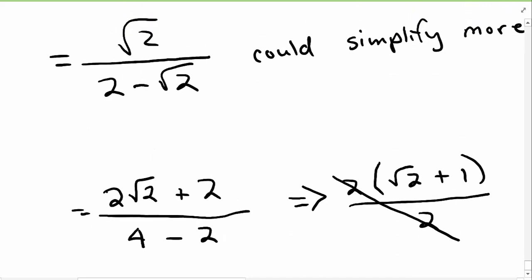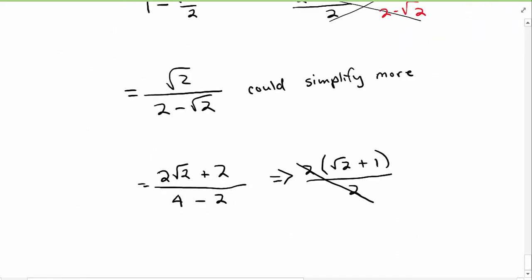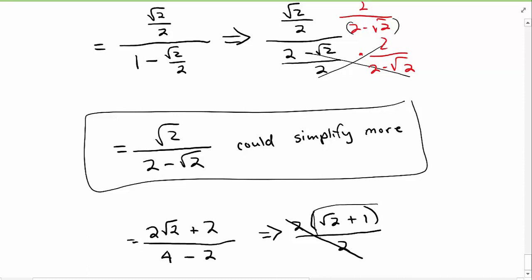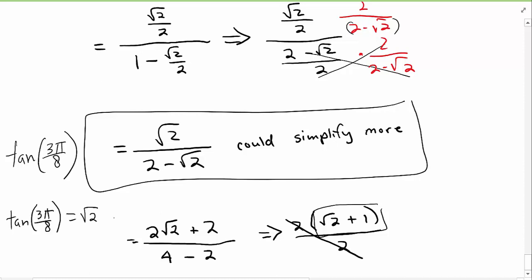You could simplify this a little bit further. So some professors will allow that. Some will make you simplify this a little bit further. And this is what it ultimately simplifies to. So tangent of 3 pi eighths is equal to this, or tangent of 3 pi eighths simplifies all the way down to root 2 plus 1. All right, that is it for trig videos for the week.